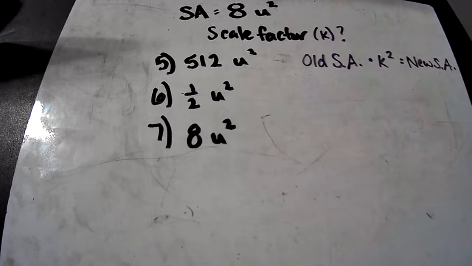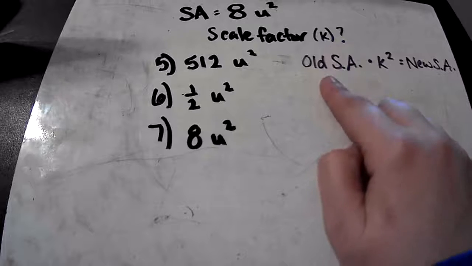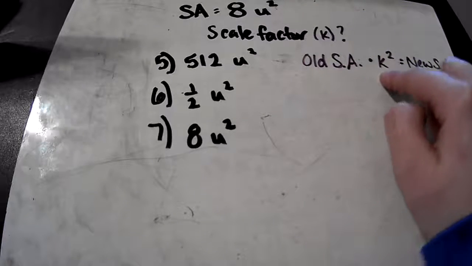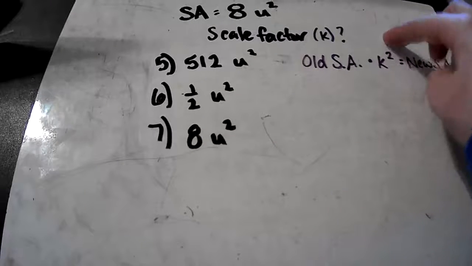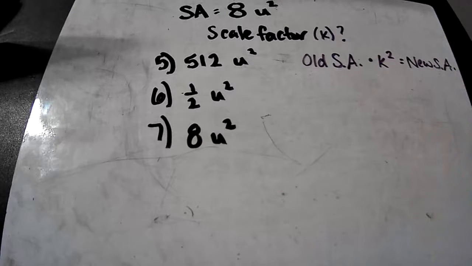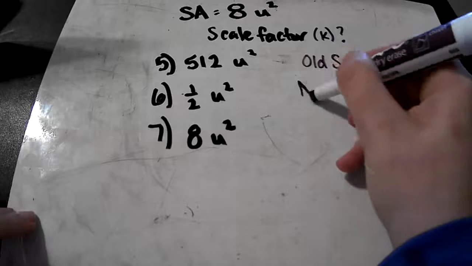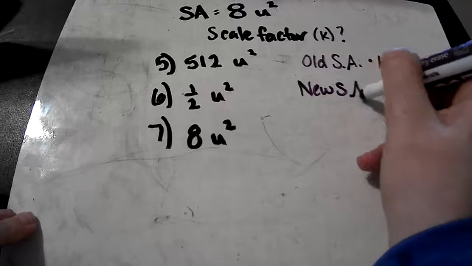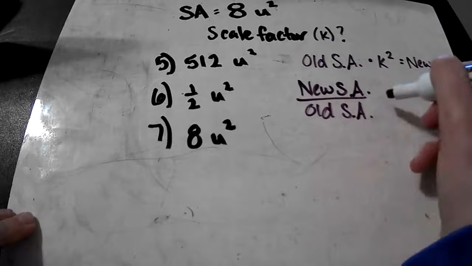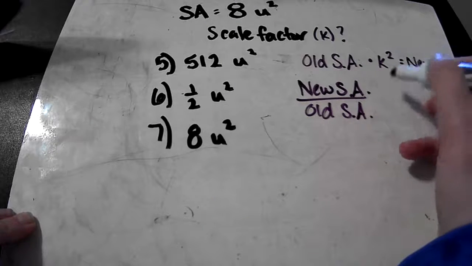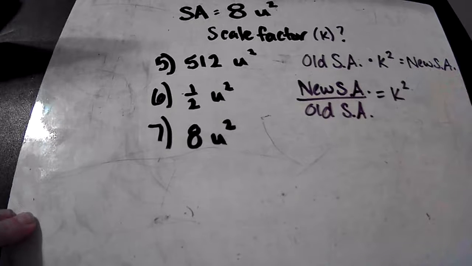So when we're looking at the way that we would find that, if I take the old surface area of 8 and I multiply it by k squared, because we're talking about area, not volume, so it's squared, that's going to give me my new surface area. So since we're working backwards, we're just going to undo those steps. I'm going to do the new surface area divided by the old surface area. When I do that division, that's going to give me k squared.